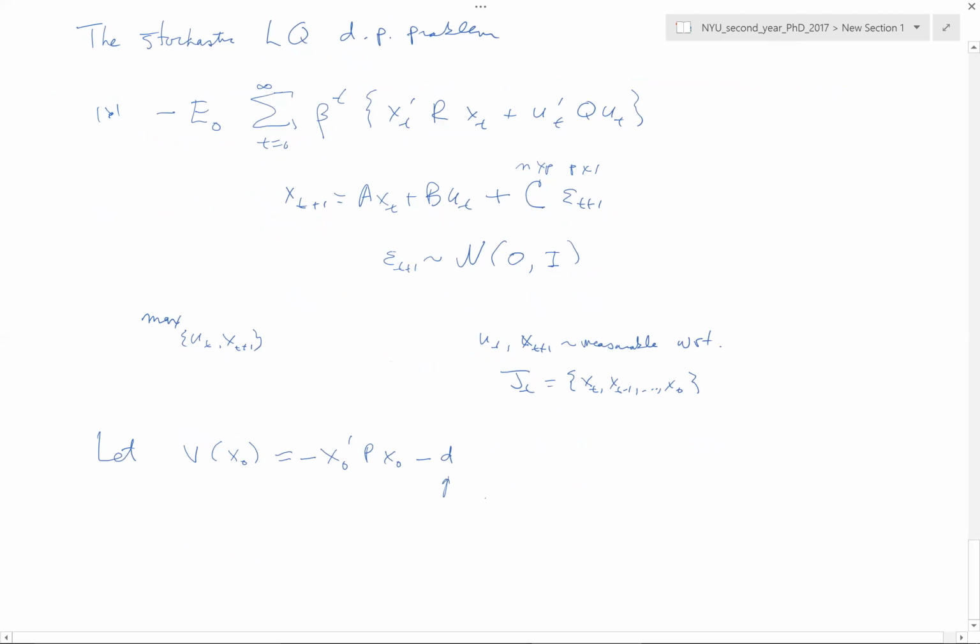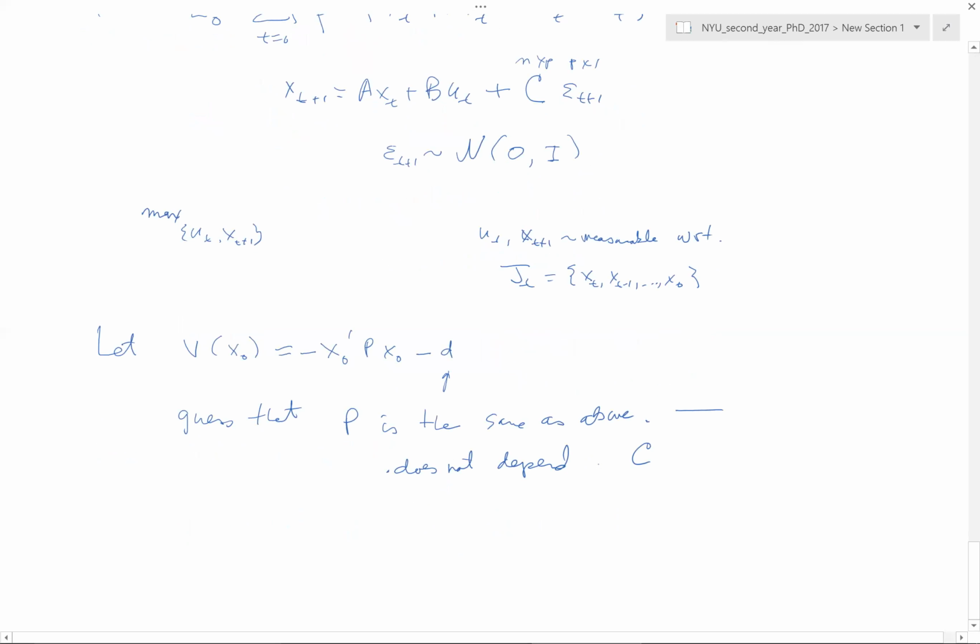So here's the astounding thing I'm going to also guess. I'm going to guess that P is the same as above. That means it does not depend on C. The fact that I turned on the noise is going to have no effect on P, I'm claiming. And I'm going to guess that, therefore, F, the decision rule, does not depend on C. And I'm going to guess that only D depends on C.